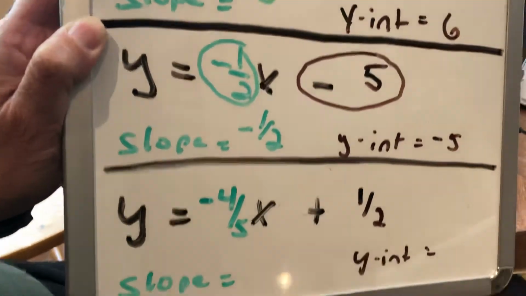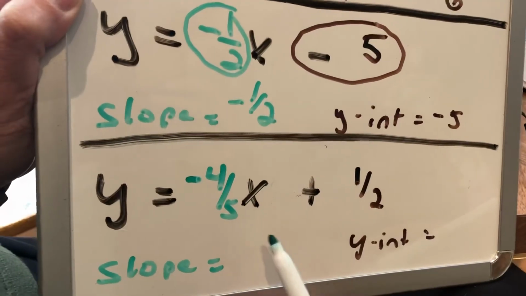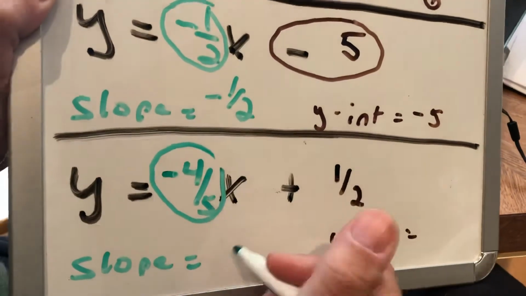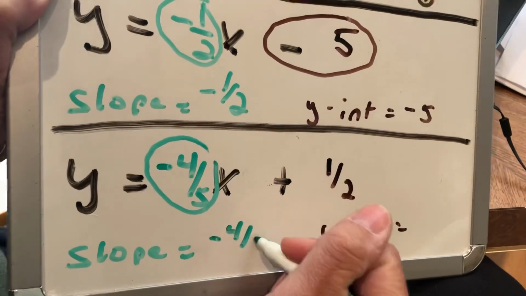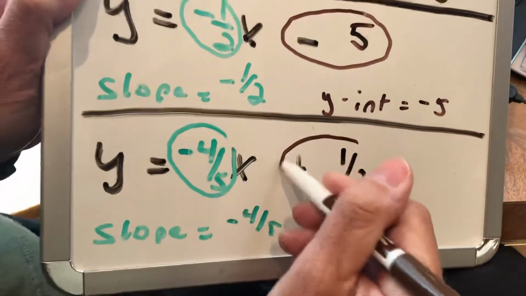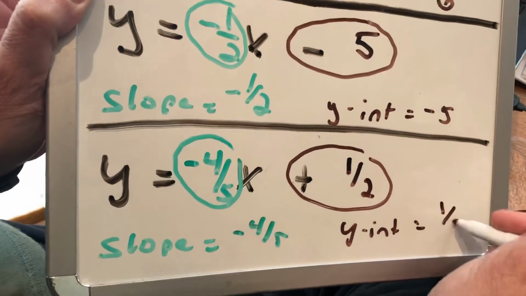Last example. Y equals negative 4/5 x plus 1/2. What's before the x? The negative 4/5. So you're going to write negative 4/5 for slope. And then what's left is the plus 1/2. We don't need to write plus, only if it was negative, and your y-intercept is 1/2.